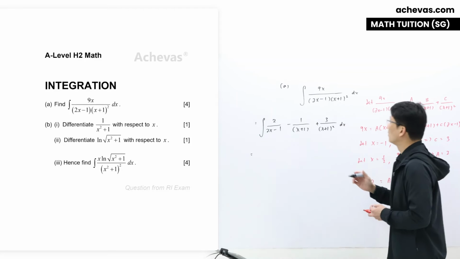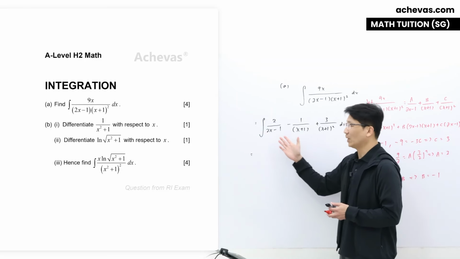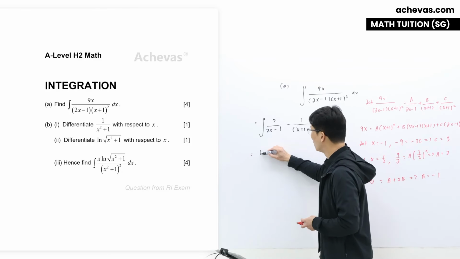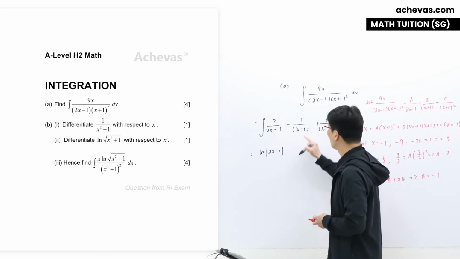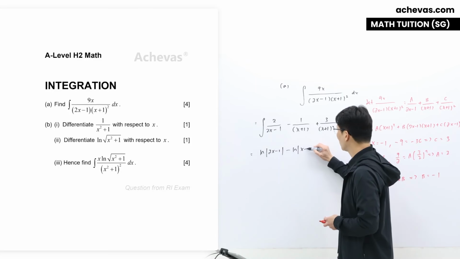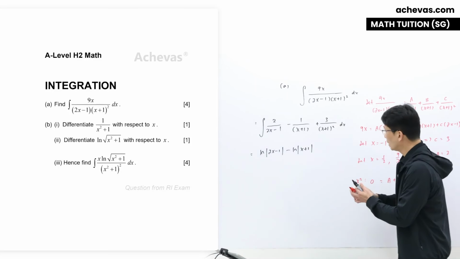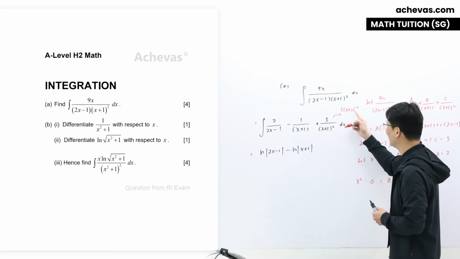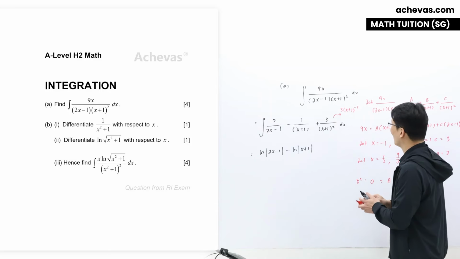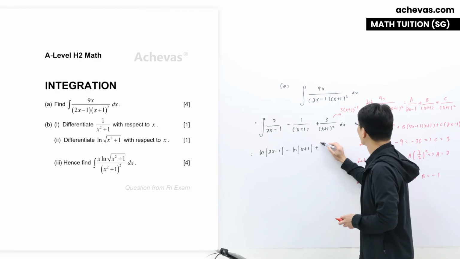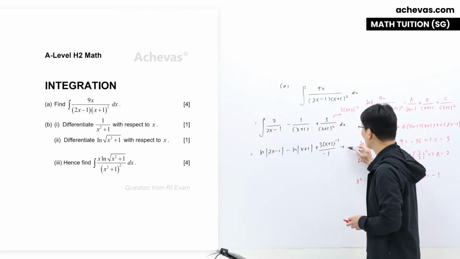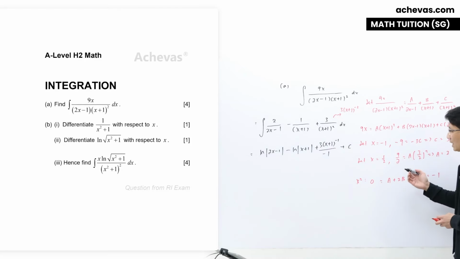Once we have the partial fraction, I think we can easily integrate each of these terms individually. For this case, it will just be equal to A ln modulus of 2x minus 1. This will be a minus ln modulus of x plus 1. For this expression, I may write down something like this, 3(x plus 1) to the power of minus 2, so I can easily see how to do the integration. And for this case, I'll just get plus 3 bracket (x plus 1) to the power of minus 1 over minus 1. And not forgetting, there's an arbitrary constant plus C.